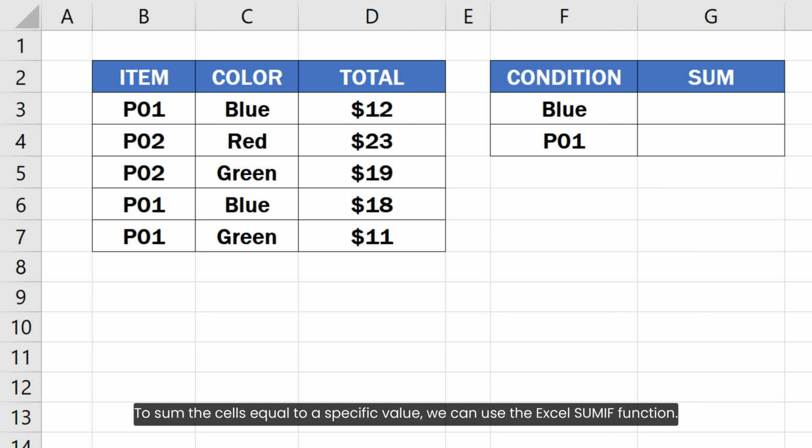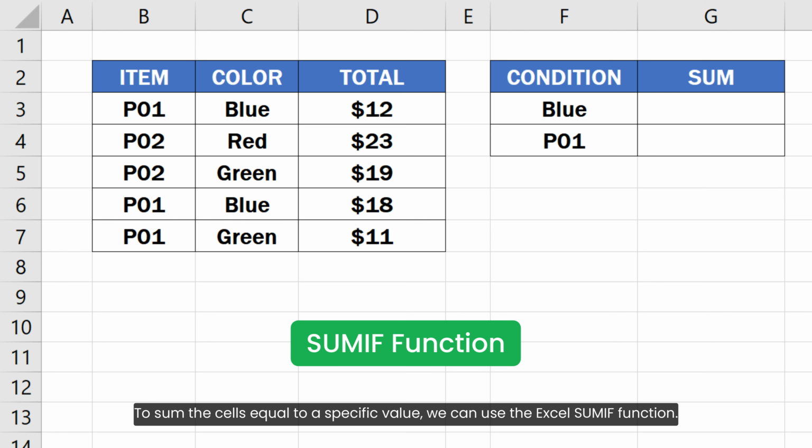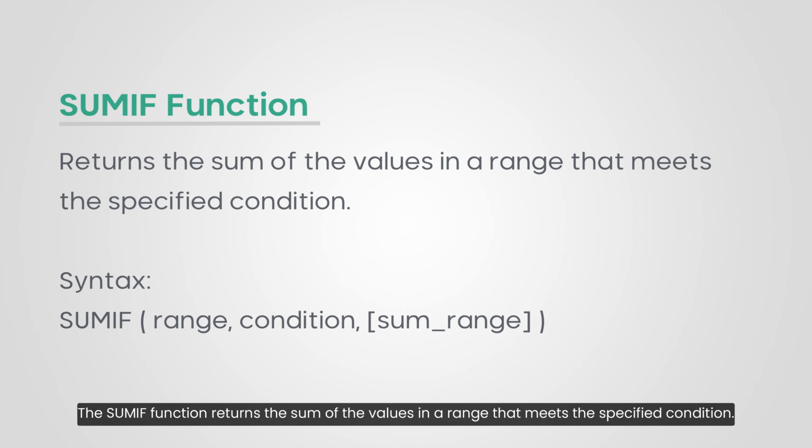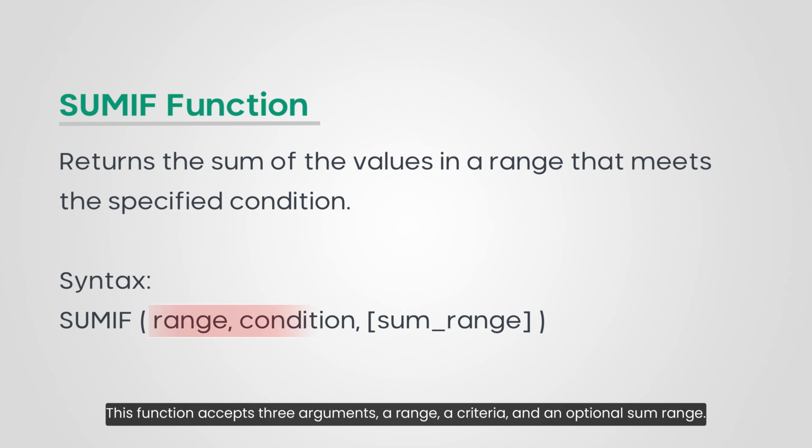To sum the cells equal to a specific value, we can use the Excel SUMIF function. The SUMIF function returns the sum of the values in a range that meets the specified condition. This function accepts three arguments: a range, a criteria, and an optional sum range.